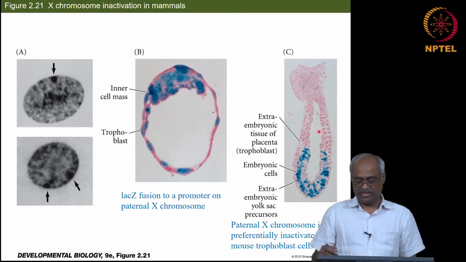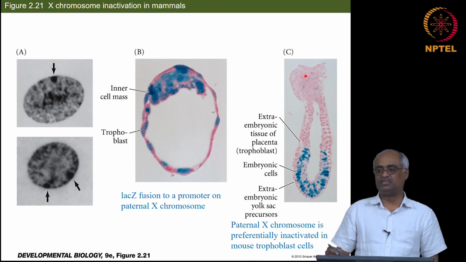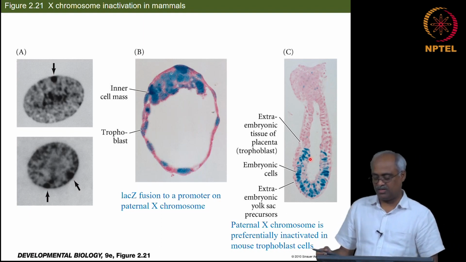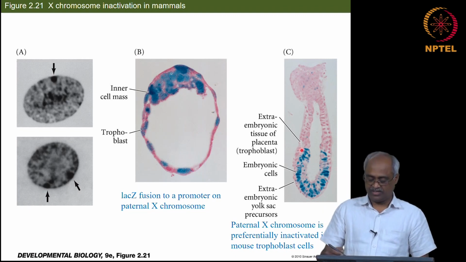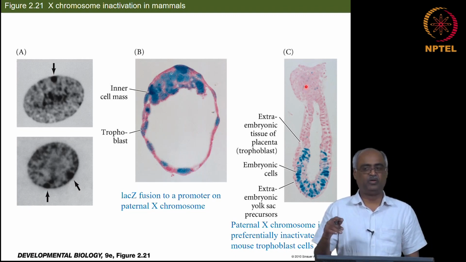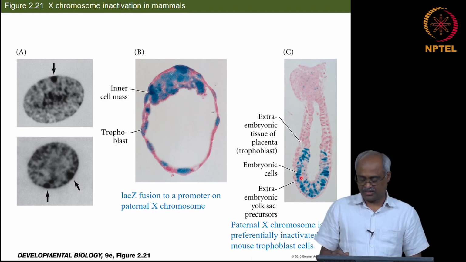But when you go to the later stage, if you look at it here, in these cells you do not see the LacZ expression. So it turns out that in mouse the trophoblast cells preferentially inactivate the X chromosome of paternal origin, but in other regions you can clearly see both kinds mixed.